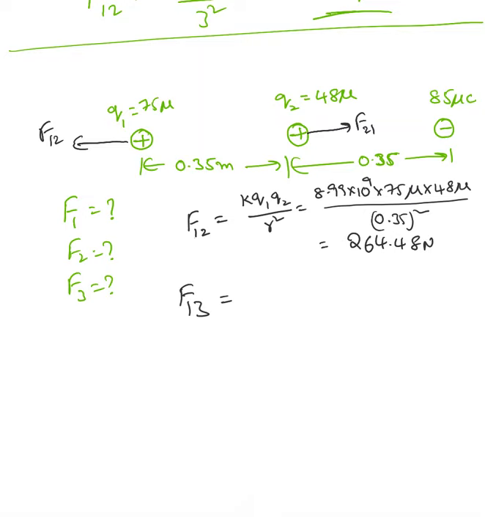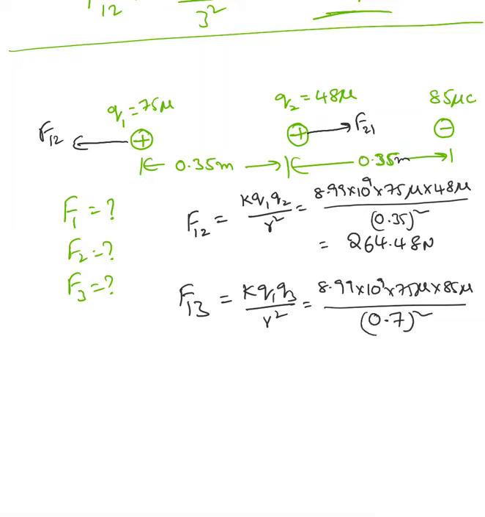Now we're trying to find F1, so I need to find another force, which is force on charge 1 because of charge 3. So k Q1 Q3 over R square. So 8.99 times 10 to the power of 9 times 75 micro times 85 micro, and distance is 0.35 plus 0.35, which is 0.7 meter. Okay, make sure you convert that into meters. Here it's already given in meter. Make sure you add the total distance.